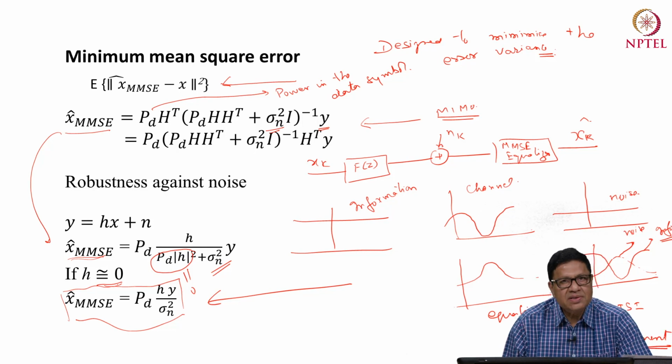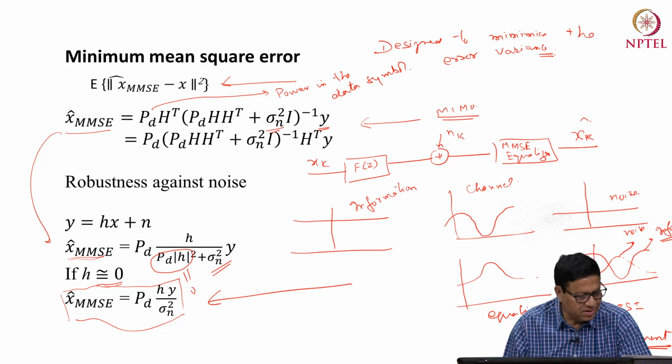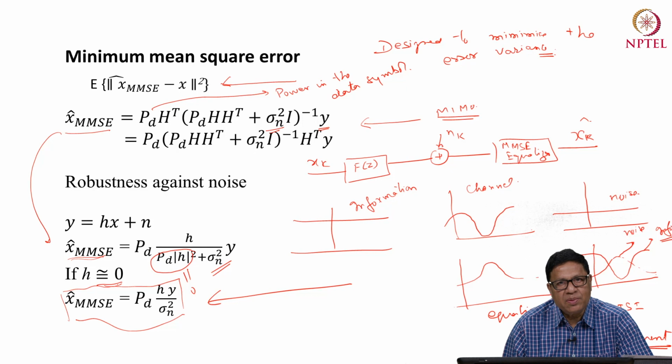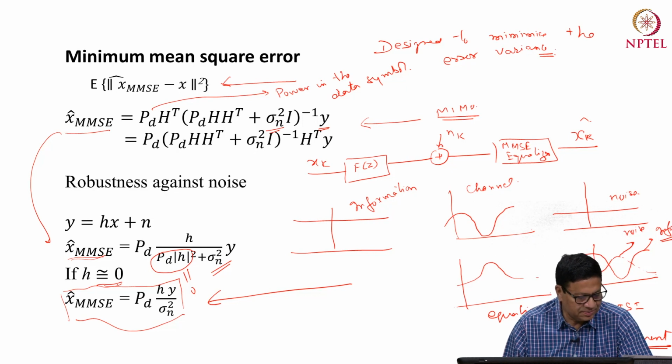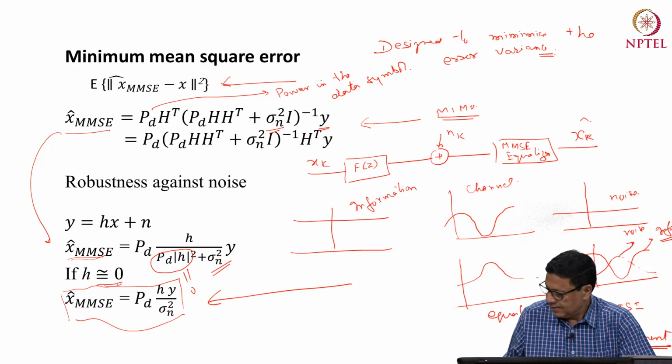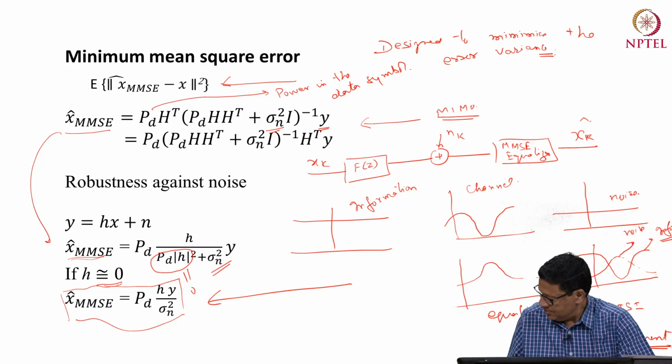So MMSE is actually the optimal detector, but it's quite complicated. There is no noise enhancement, and the improvement occurs at the cost of not totally removing the ISI. So it has some ISI, but you don't have any noise enhancement.